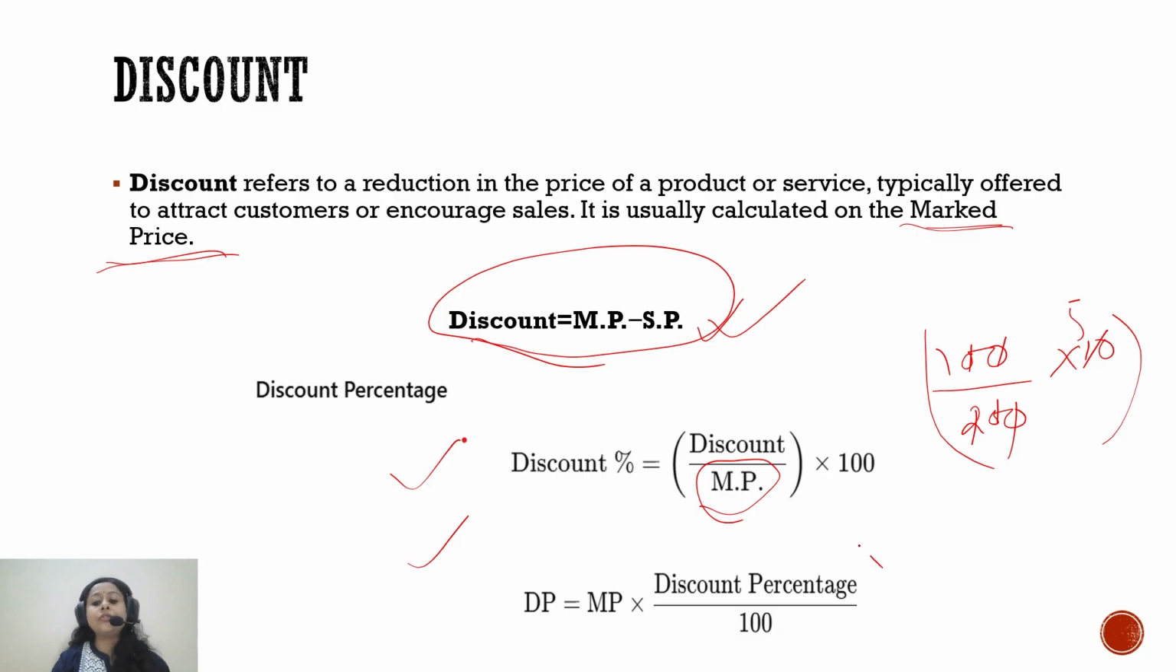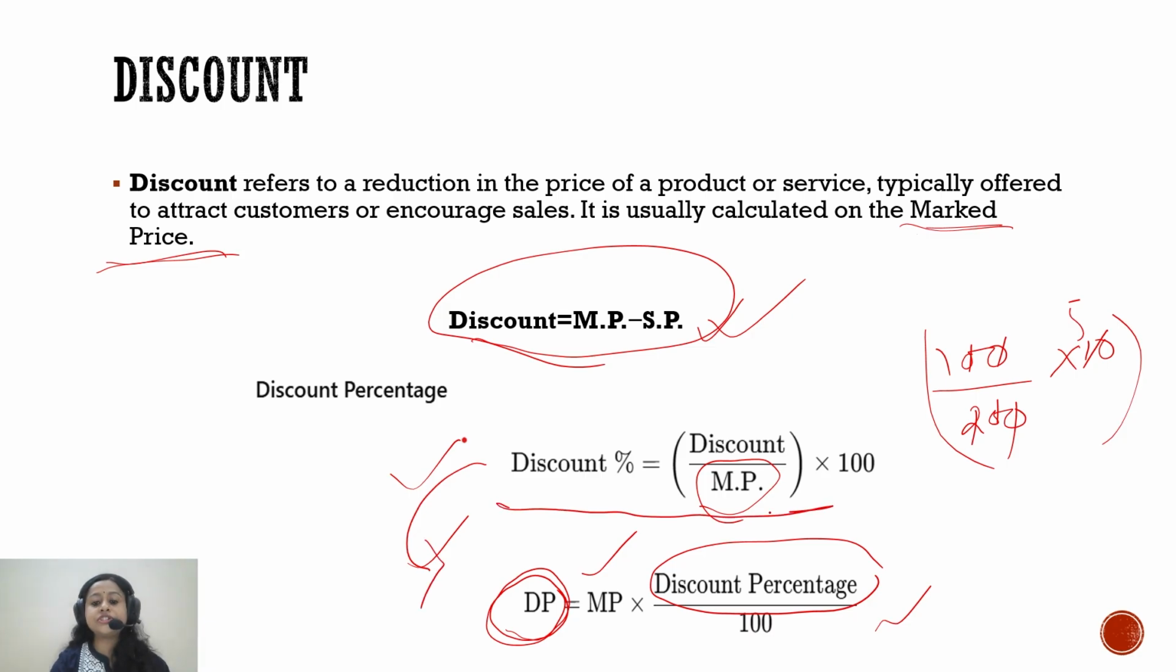If the discount amount is not given, but the discount percentage is given and the marked price is given, then to find the actual discounted price you have to apply this formula. We are just changing the sides here. If you change the side, you will get this formula.